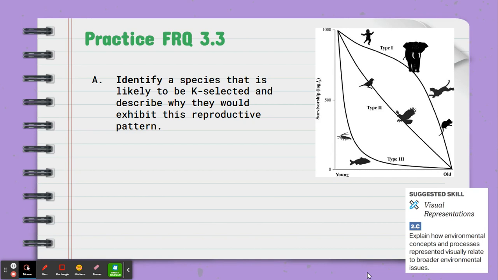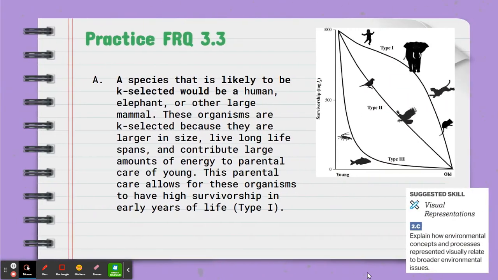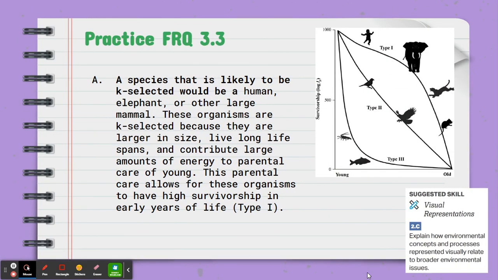Okay, at this point we should have answered in our FRQ journal and on the Edpuzzle. A species that would likely be K-selected here would be maybe a human, could be an elephant, or really any other large type mammal. Because they are larger in size, they live long lifespans and contribute large amounts of their energy to parental care of young. This makes it so that they have that high survivorship in that young age, and we can see that displayed in the graph as type 1 survivorship.